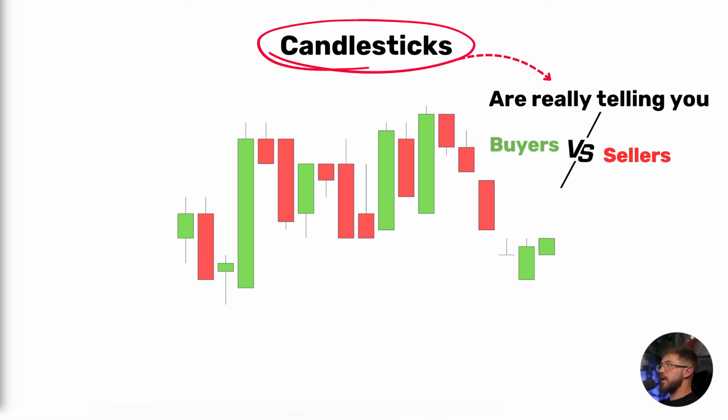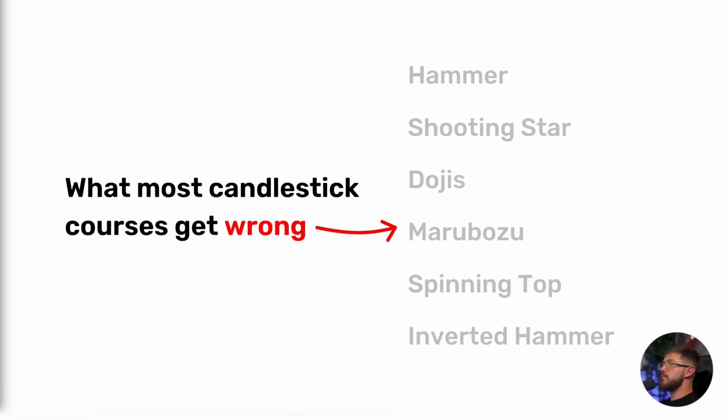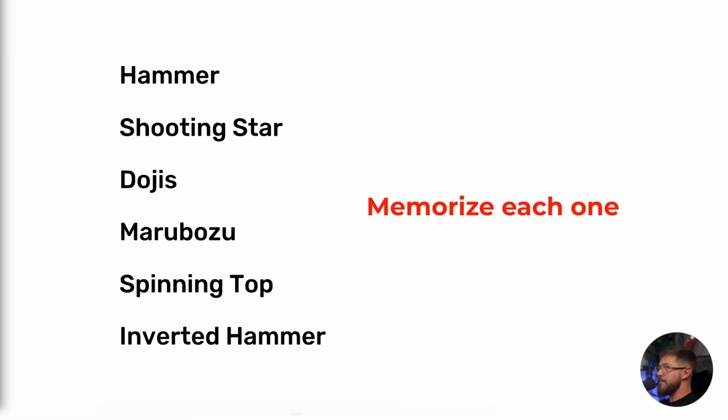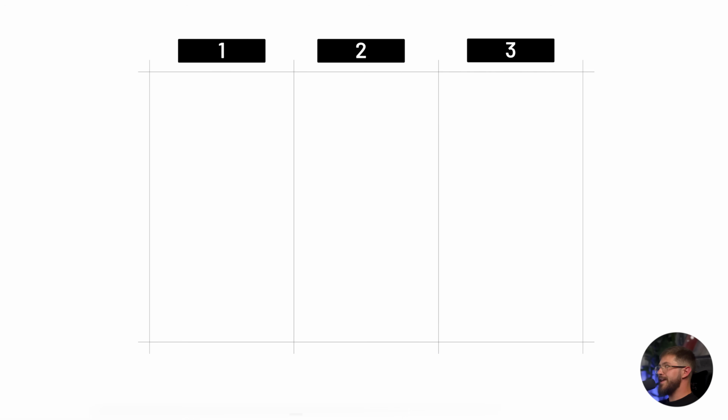And now that you understand what candlesticks are really telling you about the battle between buyers and sellers, let's dive into the specific patterns that you actually need to know. Here's what most candlestick courses get wrong. They teach you dozens of different pattern names, everything from hammers to shooting stars and dojis. There are even candles called marubozu. And then we have spinning tops and inverted hammers, and somehow you are expected to memorize what every single one means. But when it comes down to it, every single candlestick pattern falls into just 3 categories.